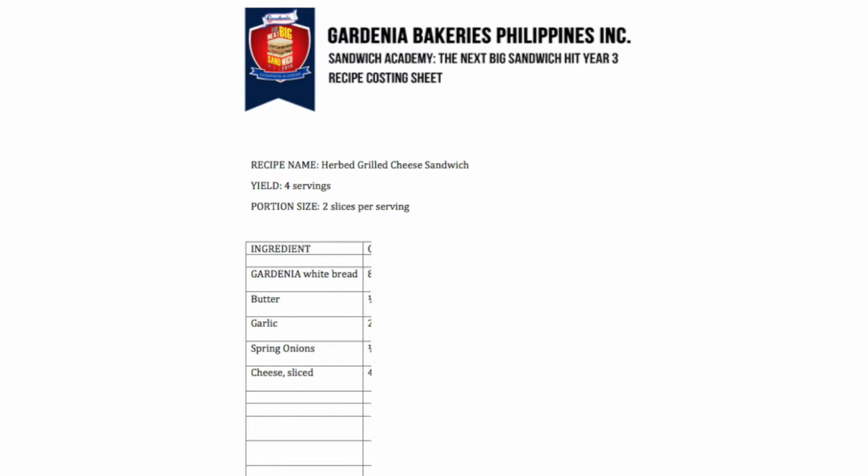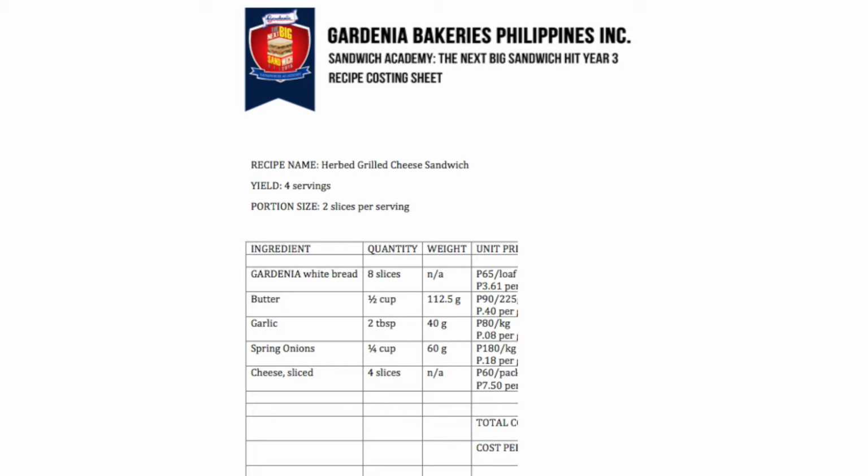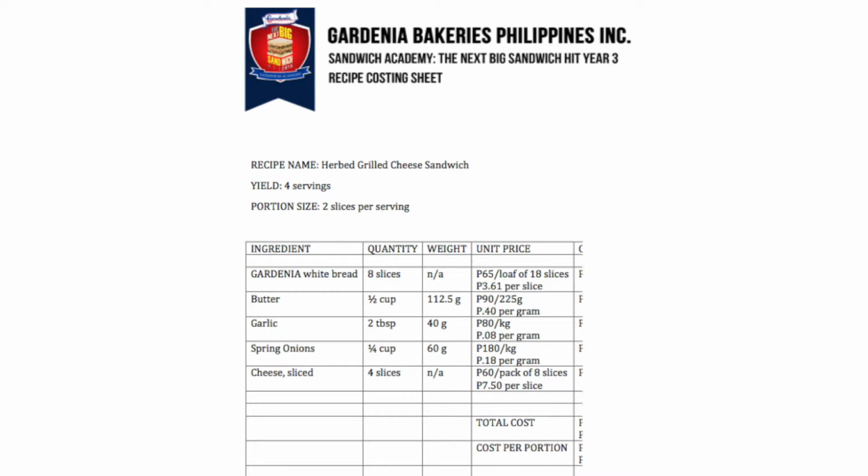For the second column, you would list down the quantity of the ingredients that you would be needing. So in this case, the quantity is either in tablespoons, cups, or slices. For the third column, you have to convert the quantity to the same unit as the price so that you would be able to compute for the cost. In this case, the butter, which is in cups, should be converted to grams. Therefore, half cup of butter is equal to 112.5 grams. So you do the same to the other ingredients as well.